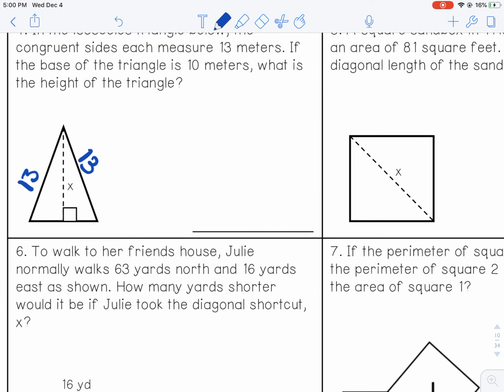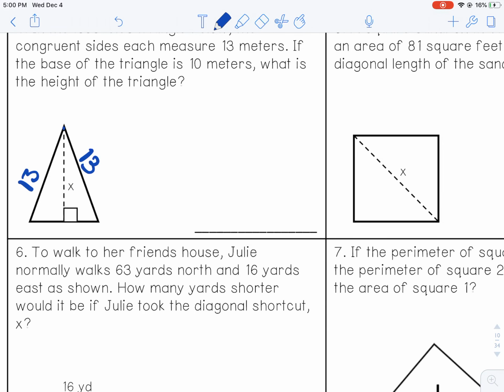But what you can see is that we are trying to find the height of the triangle, and the height cuts that isosceles triangle into two right triangles. So we're just going to focus over here on the blue part of the triangle. Okay, we have the right angle, and across from the right angle is C. So I know that C is going to be 13 meters.